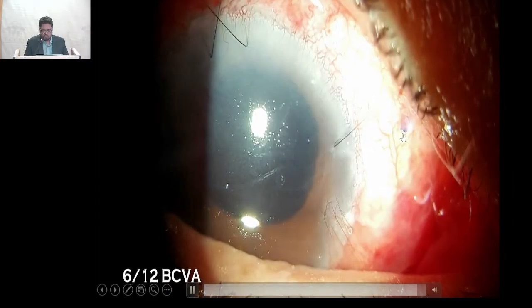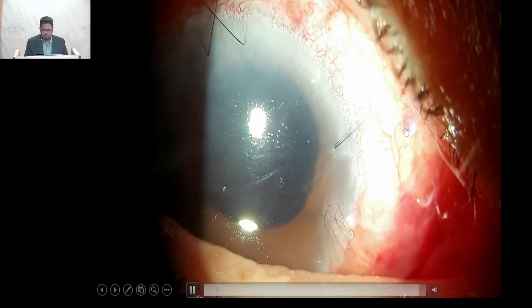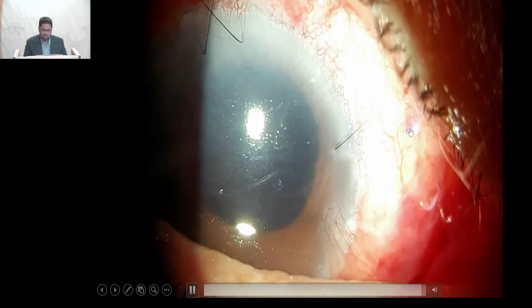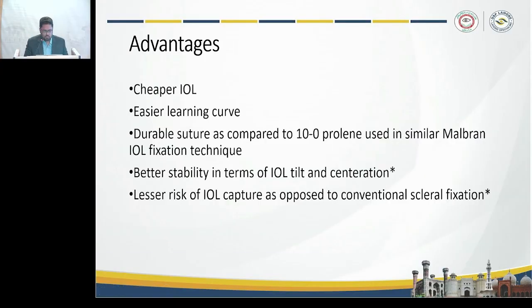One can see the suture has been buried into the scleral tunnel. Advantages of this technique is that a cheaper IOL has been used, and this technique has an easier learning curve because the suture handling is very easy. The flange creation method is easy.